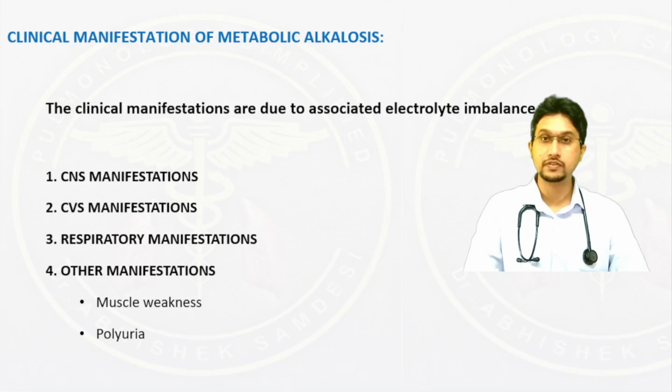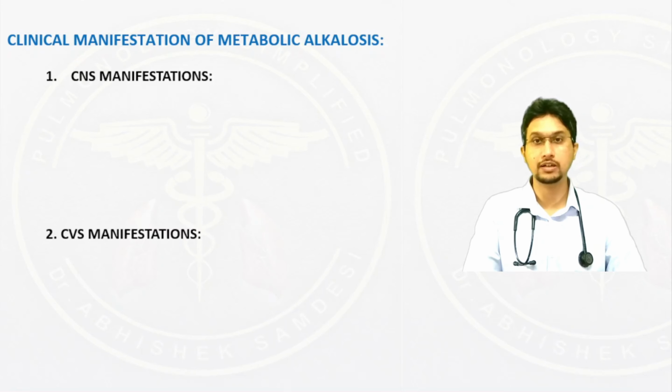The clinical manifestations of metabolic alkalosis are mainly because of electrolyte imbalance. As we saw in the previous video, the main electrolyte imbalance associated with metabolic alkalosis is hypochloremia as well as hypokalemia. So which systems are mainly involved? They are the CNS, the CVS, the RS, as well as other systems including the muscles and the kidneys. So let us discuss each of the clinical manifestations.